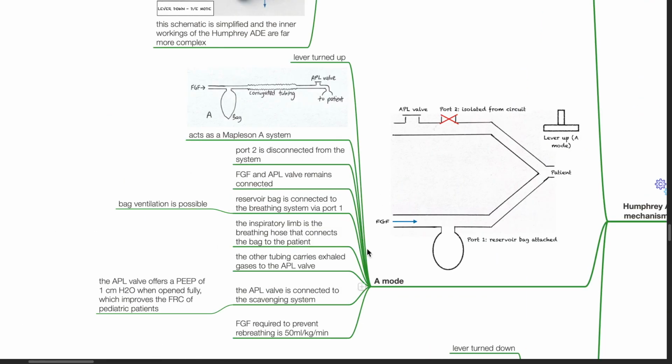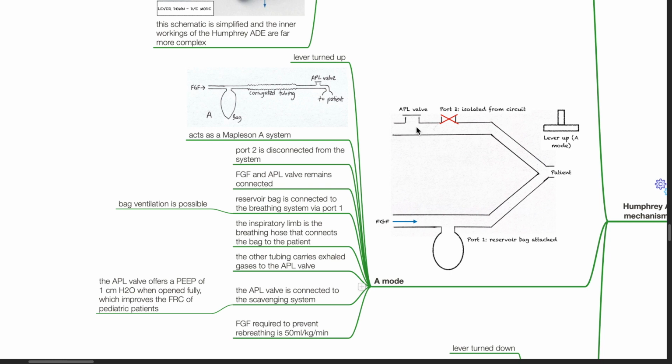A mode: when the lever is turned up, the Humphrey ADE block acts as a Mapleson A system. Port 2 is disconnected from the system. Fresh gas flow and APL valve remain connected. The reservoir bag is connected to the breathing system via port 1, and bag ventilation is possible. The inspiratory limb is the breathing hose that connects the bag to the patient. The other tubing carries exhaled gases to the APL valve. The APL valve is connected to the scavenging system.